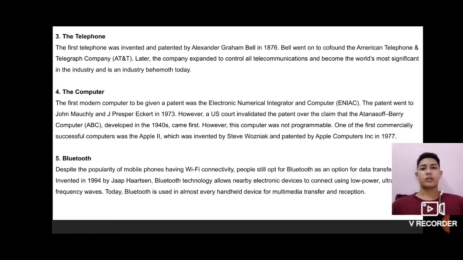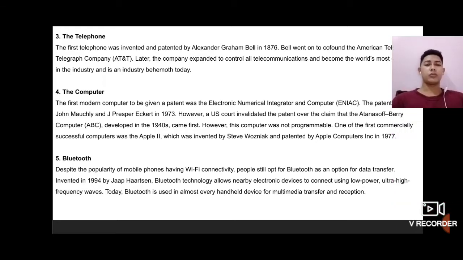The next one is the computer. The first modern computer to be given a patent was the Electronic Numerical Integrator and Computer, or ENIAC. The patent went to John Mauchly and J. Presper Eckert in 1973. However, a U.S. court invalidated the patent over the claim that the Atanasoff-Berry Computer, or ABC, developed in the 1940s came first. However, this computer was not programmable, and one of the first commercially successful computers was the Apple II, which was invented by Steve Wozniak and patented by Apple Computers Incorporated in 1977.